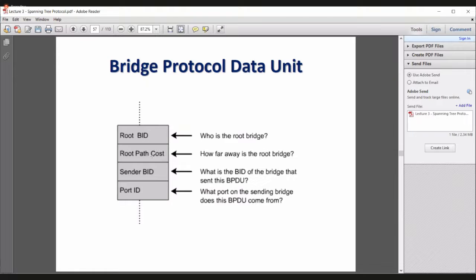Root path cost. That means from the sender's end, here the sender bridge ID means the ID of another switch. This is the ID of the root switch. Then there is the distance from here to there, whatever the sender originated into the root, because our reference or base point is the root. What is the distance? It is based on the cost that we assign, the cost we discussed.